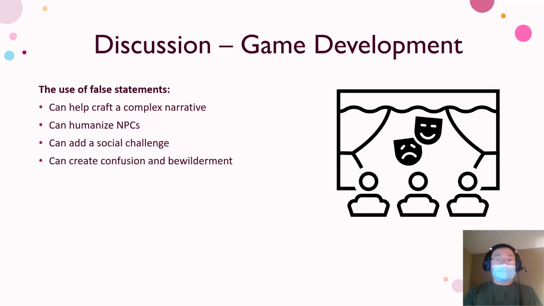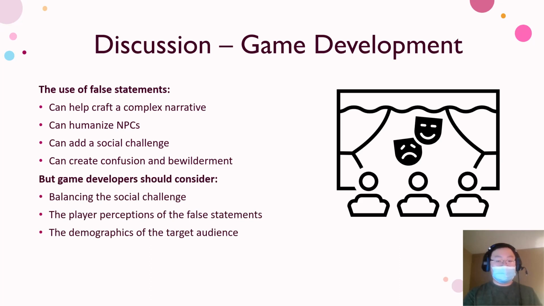We discussed the implications of our findings towards game design. False statements and deception can be used in games to help craft a complex narrative, often developing conflict or antagonism, humanize and create more realistic NPCs, adding a level of immersion, add a fun social obstacle that induces a balance of challenge and skill, and create confusion and bewilderment, leveraging player desires for meaning.